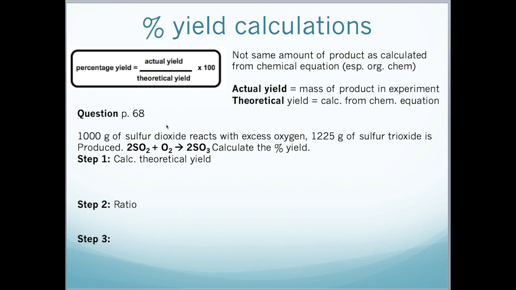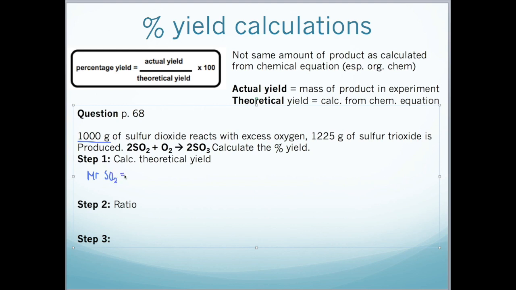So here is an example. In this question we have 1000 grams of sulfur dioxide which reacts with excess oxygen, and it produces 1225 grams of sulfur trioxide. Here is the equation, and we're asked to calculate the percentage yield. So the first step would be to calculate the theoretical yield of sulfur dioxide, because we are given the grams of it.